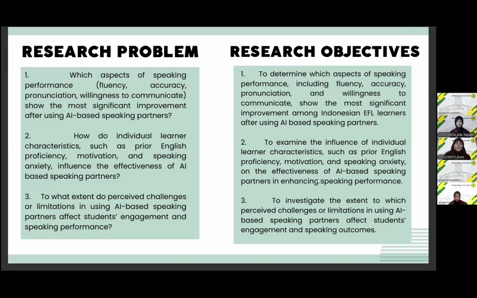The next slide, the research problem. Based on the problems discussed earlier, this study focuses on three main questions. The first, it examines which aspects of speaking performance, such as fluency, accuracy, pronunciation, and willingness to communicate, show the most improvement after using AI-based speaking partners. The second, it explores how individual factors like student English proficiency, motivation, and speaking anxiety influence the effectiveness of AI tools. The third, it investigates how challenges or limitations in using AI may impact student performance.